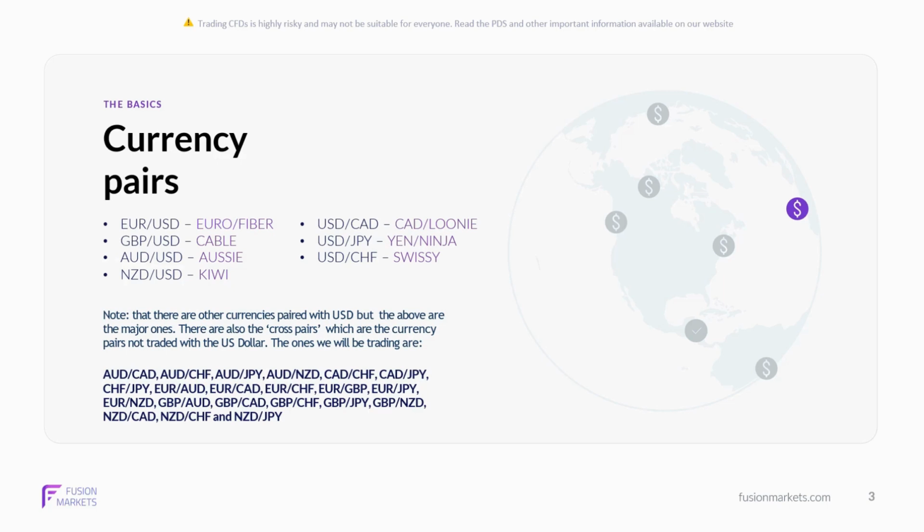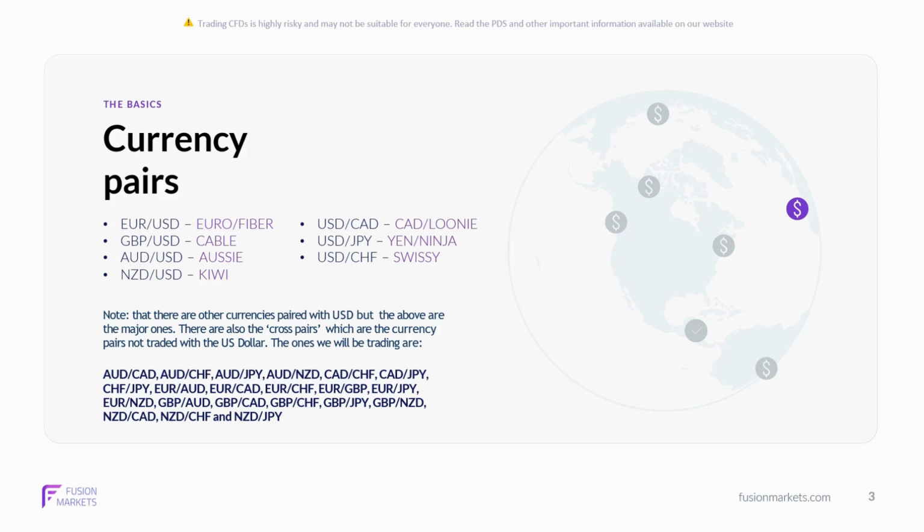So the euro against the US dollar can sometimes just be called euro or sometimes be called fibre. The Great British Pound against the US dollar is also known as cable. The Australian dollar against the US dollar, also known as Aussie. The New Zealand dollar against the US dollar, also known as Kiwi. The US dollar against the Canadian dollar, sometimes just called CAD, or occasionally it can be called the loonie. US dollar against the Japanese yen, sometimes just simply called yen, or sometimes called ninja. And the US dollar against the Swiss franc often can be known just as Swissy.